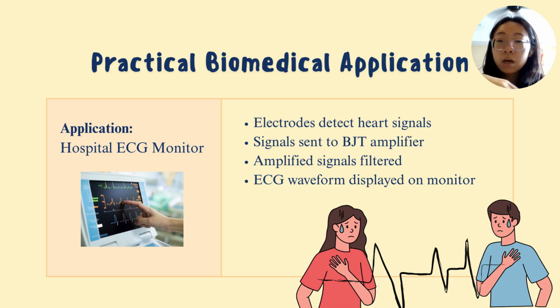After amplification, filters remove unwanted noise and interference. The resulting signal is then displayed as an ECG waveform on a monitor. Doctors can observe characteristic waveform components such as the P wave, QRS complex, and T wave. These waveform features provide important information regarding heart function and possible abnormalities. Without the amplification provided by the BJT, the ECG signals would be too faint for accurate observation and diagnosis. Therefore, the BJT plays a crucial role in ensuring that ECG monitoring systems operate efficiently.